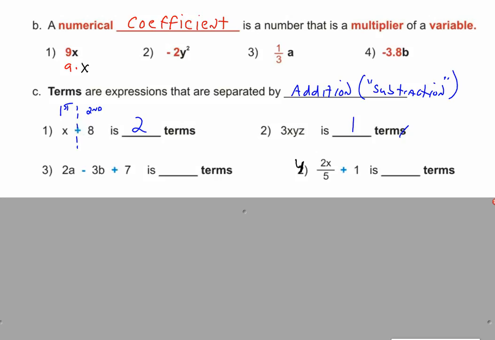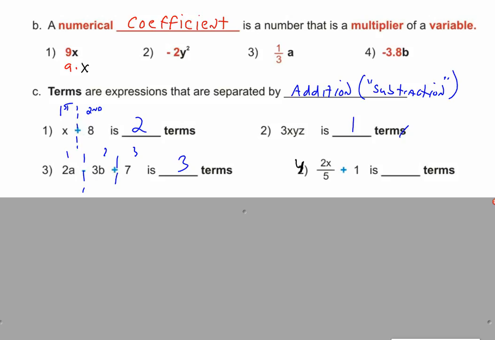All right, let's get to the next one. Number 3: don't say anything out loud yet. Get an answer in your head. How many terms are there for number 3? On 3, give me your answer. Are you ready? Here we go. 1, 2, 3. 3 terms? Yeah.